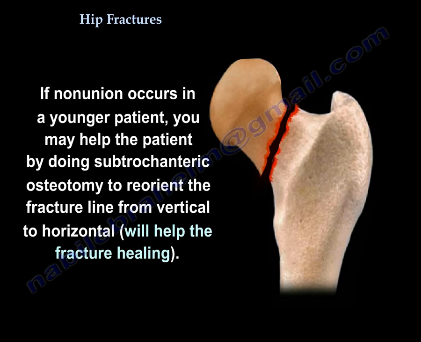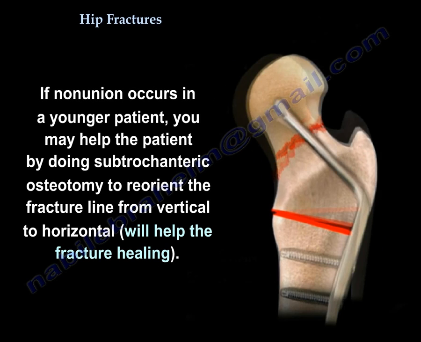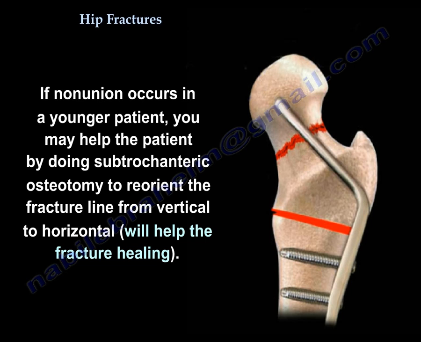If a non-union occurs in a young patient, you may help the patient by doing subtrochanteric osteotomy to reorient the fracture line from vertical to horizontal. That will help the fracture healing.